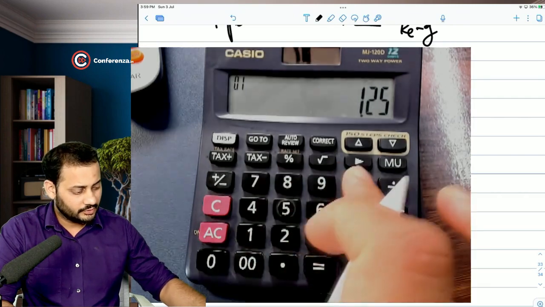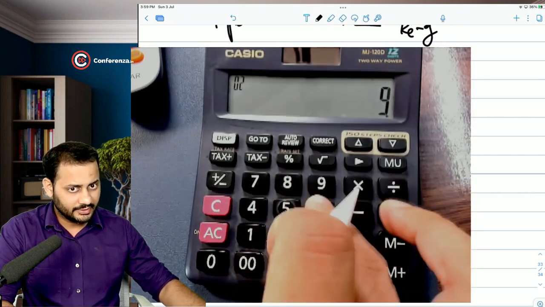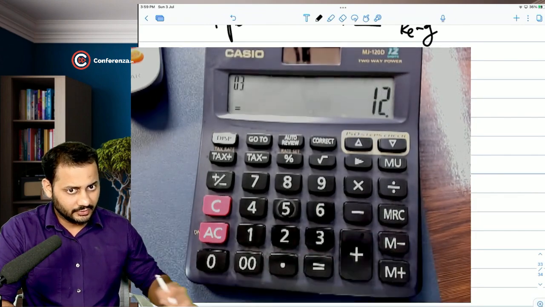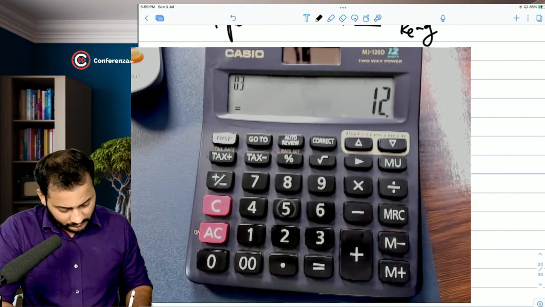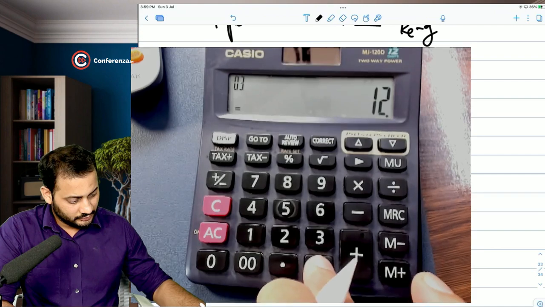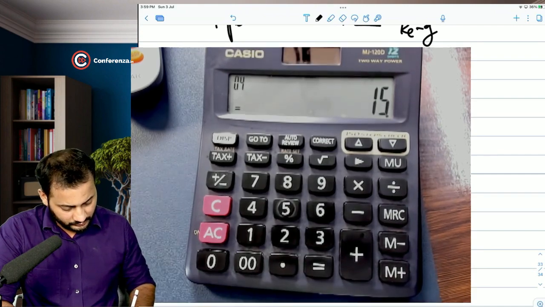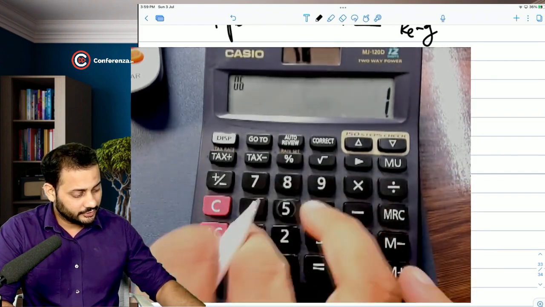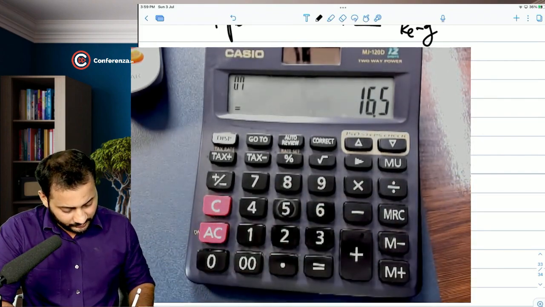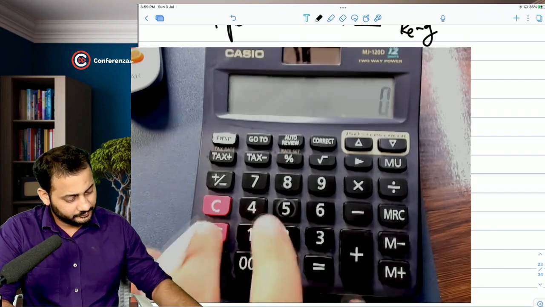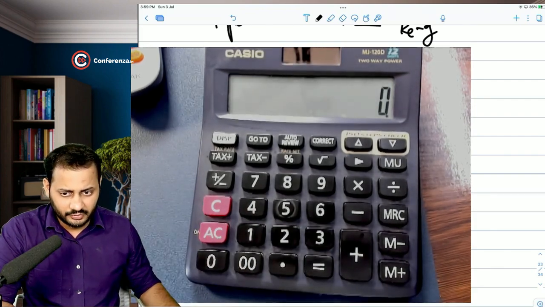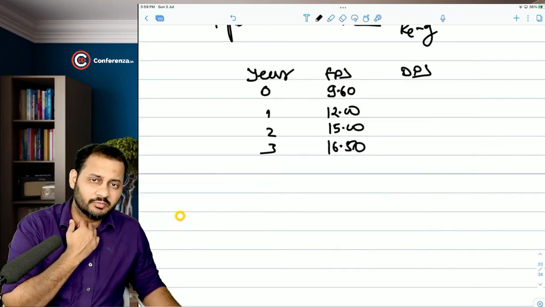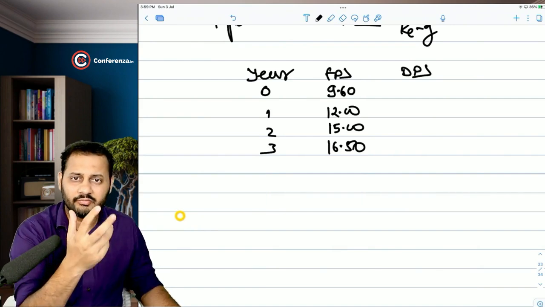1.25 multiplied by 9.6 equals, and then the growth rate comes down to 10%, so 1.10 only. 16.5. Am I right? Okay. So have you understood the concept of multiplying again and again with the same figure?